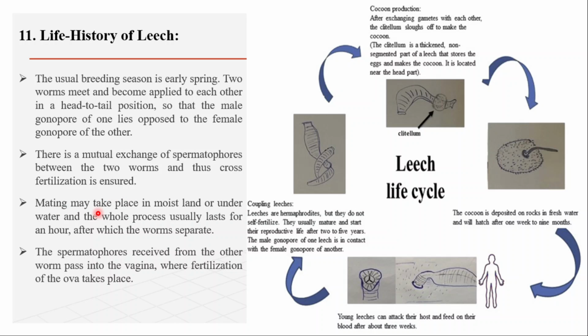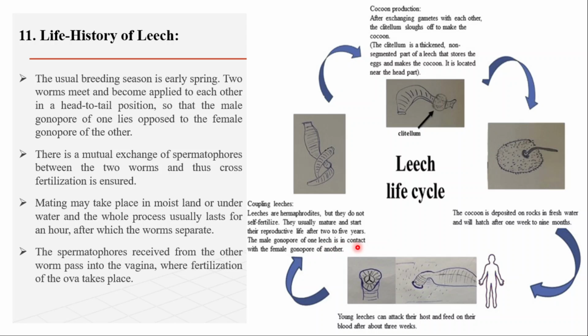Mating may take place in moist land or underwater, and the whole process usually lasts for an hour, after which the worms separate. The spermatophores received from the other worm pass into the vagina where fertilization of the ova takes place. See here the diagram. The life cycle, coupling of leeches. Leeches are hermaphrodite animals, but they do not self fertilize. They usually mature and start their reproductive life after 2 to 5 years. After development of 2 to 5 years, the reproductive system of the cattle leech starts functioning.